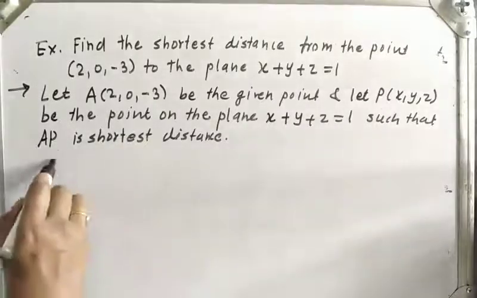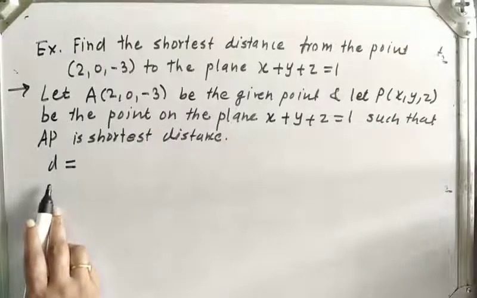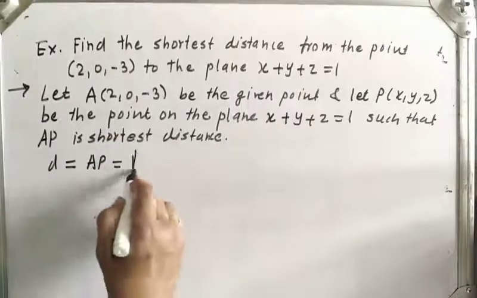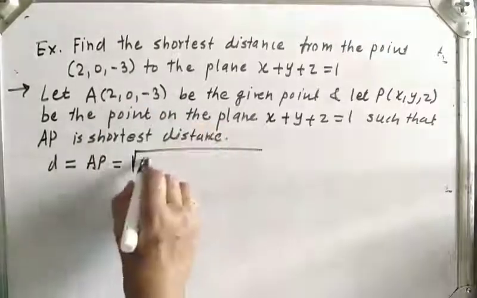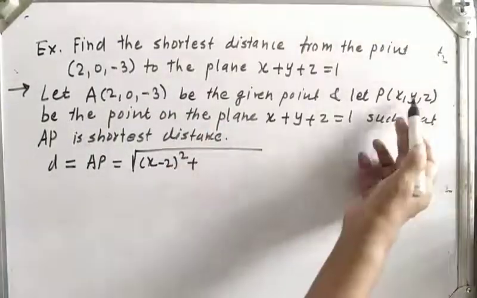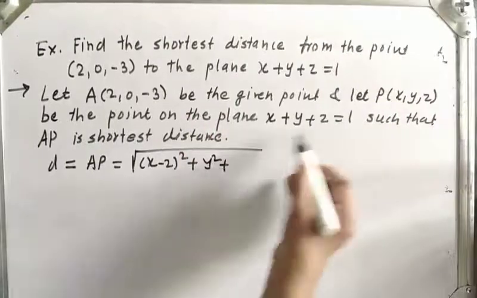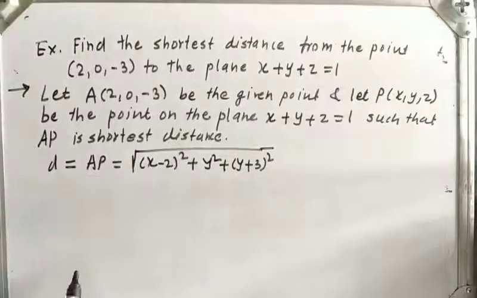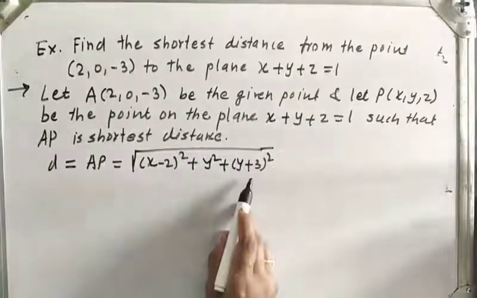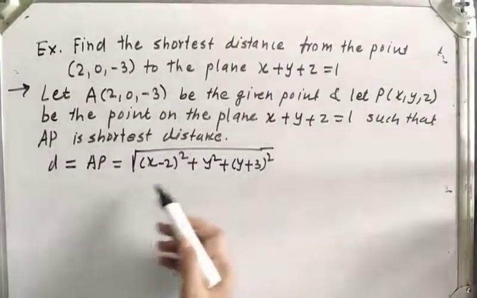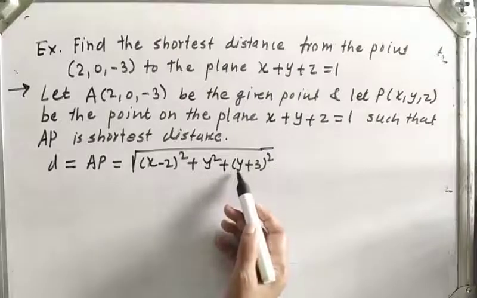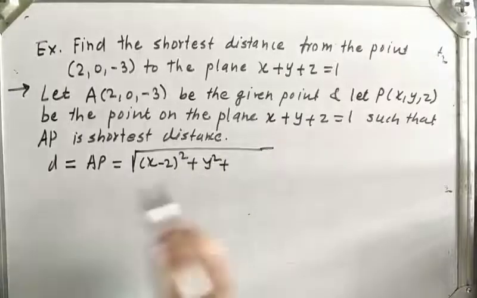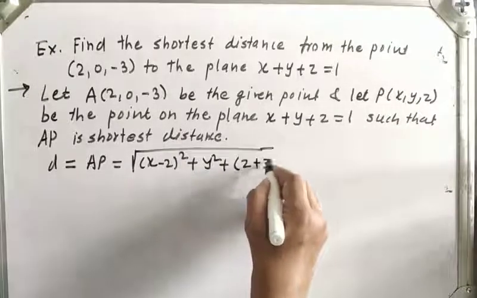Now how can we calculate the distance between these 2 points? We know the formula. Let us denote the distance by D, between the points A and P. It is the square root of (x minus 2) whole square plus (y minus 0) whole square plus (z minus minus 3), that is (z plus 3) whole square. Here it is z, it is not y.